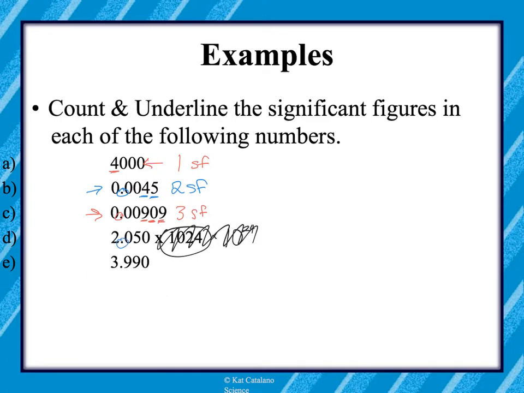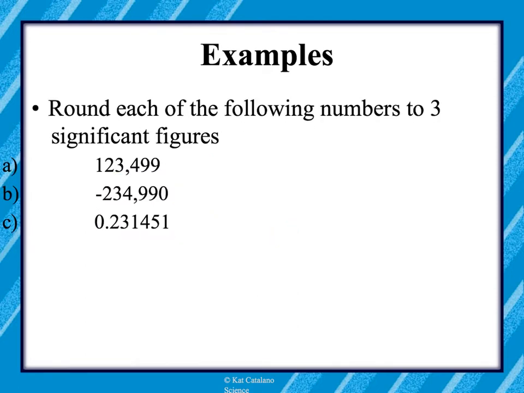I have a decimal that is present, so I will start counting on the left side. So starting from the left, I have 1, 2, 3, 4 significant figures. And then in my last example, I have 1, 2, 3, 4 sig figs, starting from the left. And that's it.